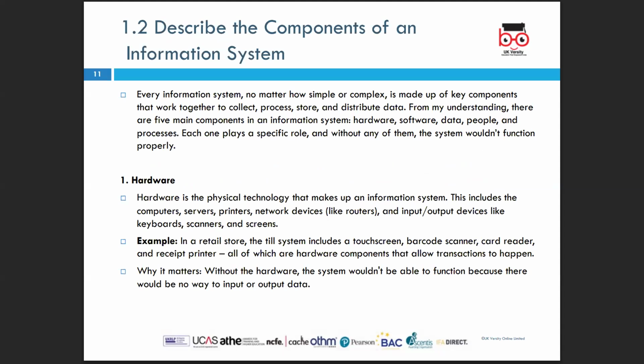So now we're going to describe the components of an information system. We have hardware, which is the physical technology that makes up an information system. This could include anything such as computers, servers, printers, network devices, and so on. For example, in a retail store, the system includes touchscreens, barcode scanners, card readers, and receipt printers.